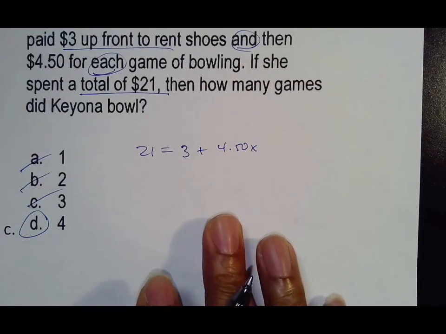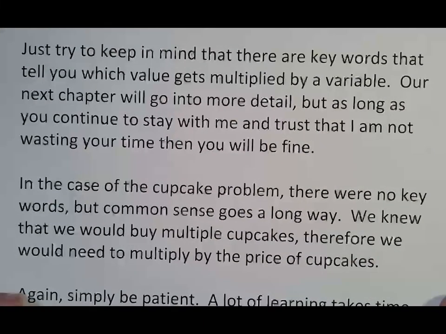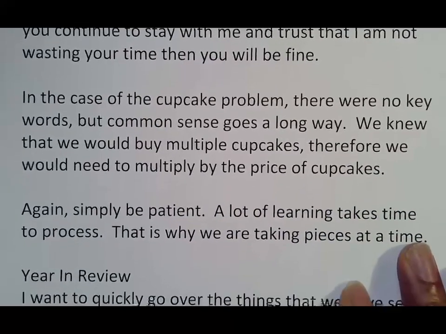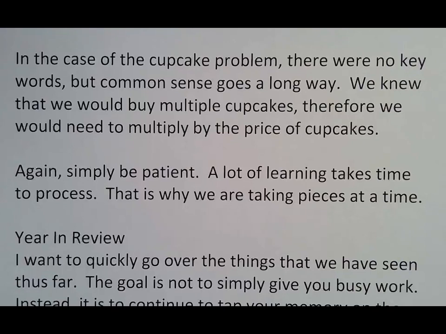All right, so just try to keep in mind, again, there are keywords that tell you which value gets multiplied. Our next chapter is going to go into more detail, but as long as you continue to just stay with me and trust that I'm not wasting your time, I promise I'm not, then you'll be fine. In the case of the cupcake problem, there were no keywords, but again, common sense, we knew that we were going to buy multiple cupcakes, so we knew we needed to multiply the price of cupcakes by whatever number we bought. Same thing with the other problem that we had, which I think was the cupcakes.